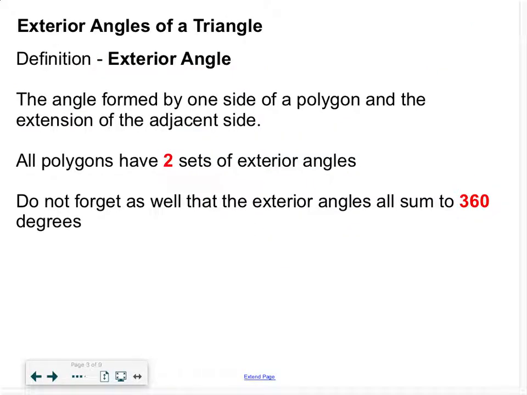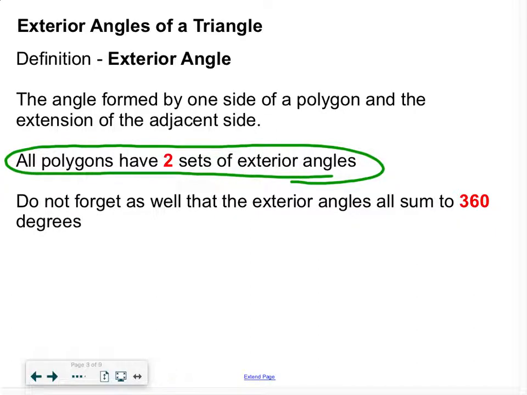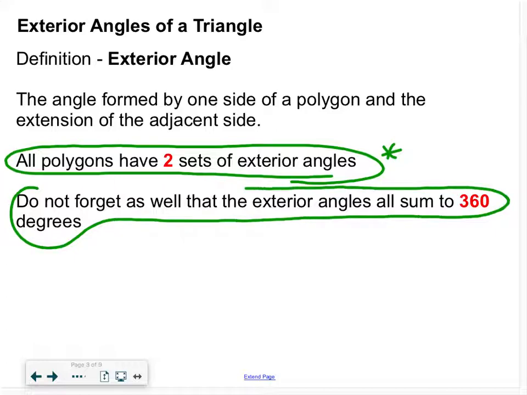The next theorem we have is the exterior angles of a triangle. Definition. What's the exterior angle? The angle formed by one side of a polygon and the extension of the adjacent side. All polygons have 2 sets of exterior angles. This is going to come back to us around chapter 6, maybe chapter 5. So you don't want to forget this fact that there are 2 separate sets. And then, as a side bonus, the exterior angles always sum to 360 degrees. So that's another thing that's going to come back to us in later chapters.